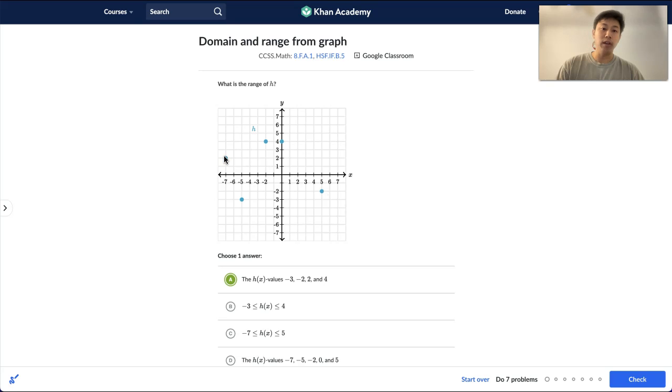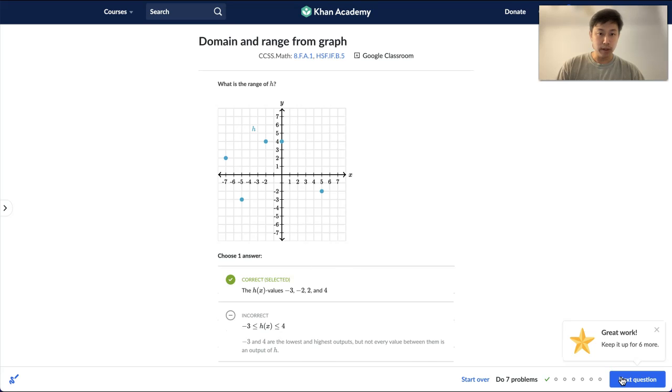The y value here, +2. These two share the same y values of 4. So all the y values I just listed should be option A. Okay, you're only focusing on the y values for range. So let's click that, press check, see some other examples.